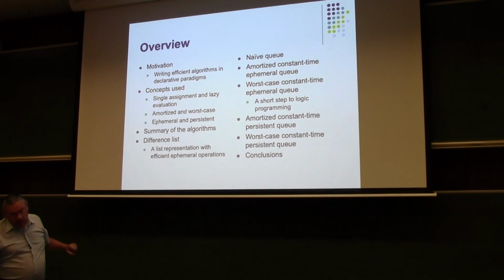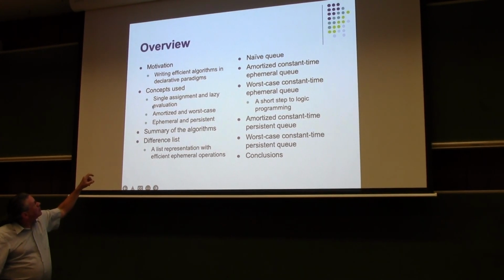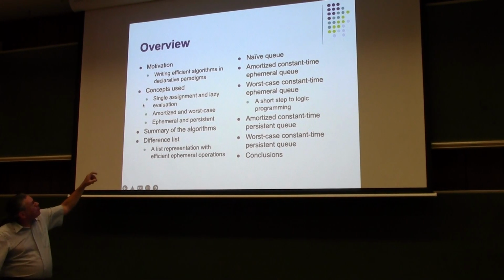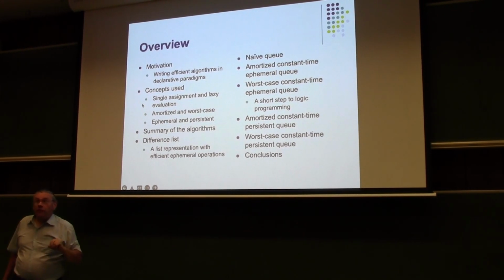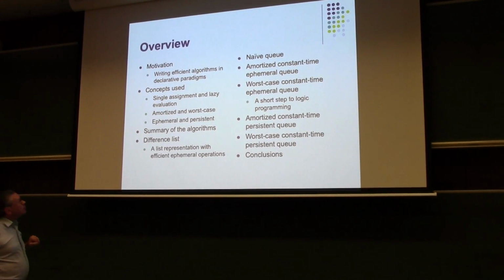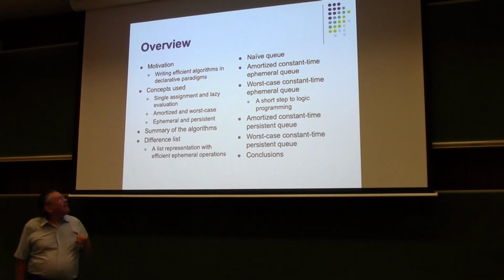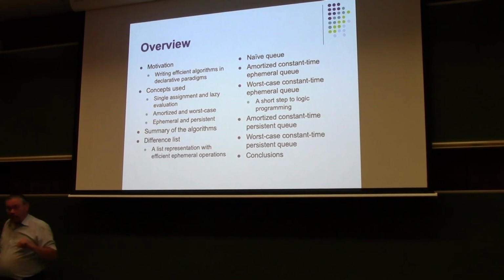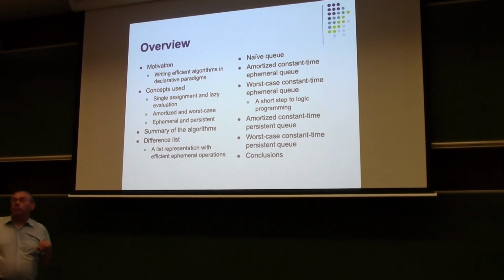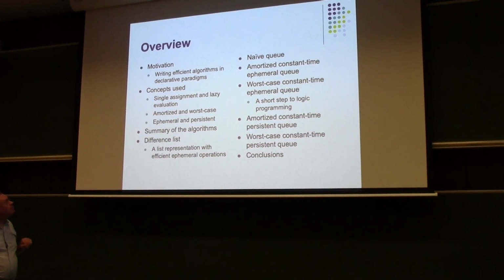We're going to use some concepts. I'm going to talk about algorithms. So first of all, single assignment and lazy, we saw it, but I'm going to talk about amortized and worst case performance for algorithms. I'm also going to talk about something new. Amortized you maybe have heard, but I'll talk about something you probably haven't heard, which is an ephemeral and a persistent algorithm. It's a very interesting and very powerful idea.